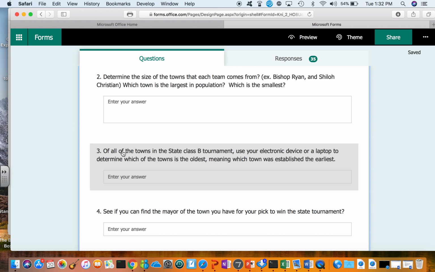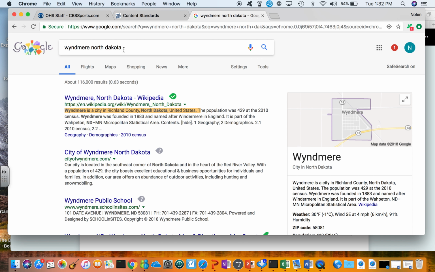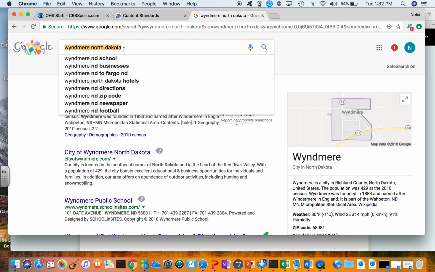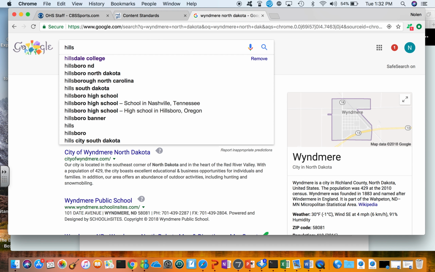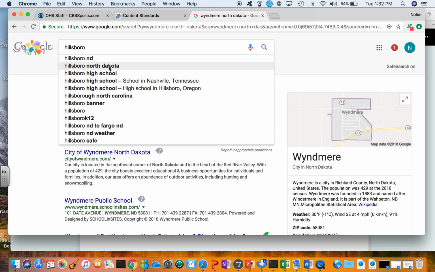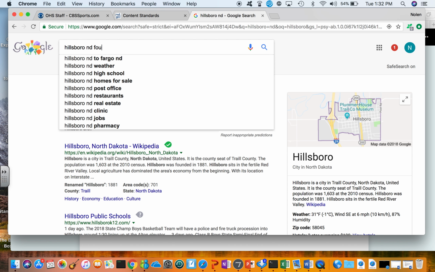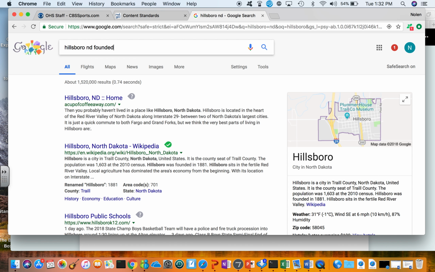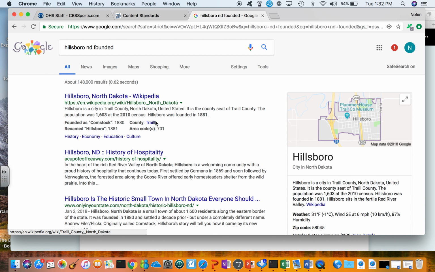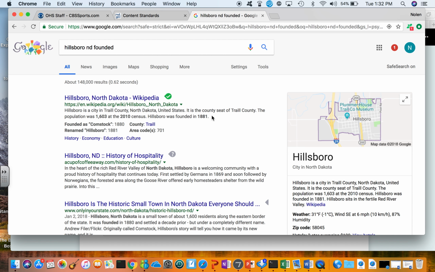This one might take a little more work. What I would do is I'm just going to use a random team. Okay, let's go Hillsboro, North Dakota. I'm going to just put "founded." Okay. Wikipedia says Hillsboro was founded in 1881. It was pretty easy to find. You need to do that for each town, figure out which one's the oldest.